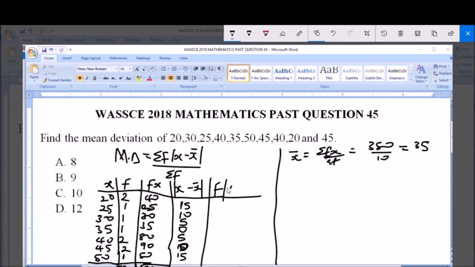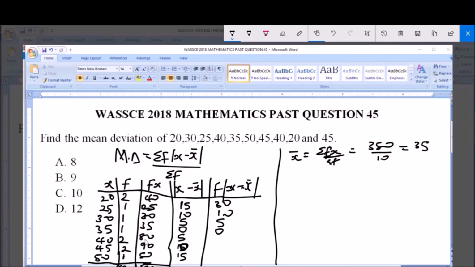F multiplied by x minus mean. Now f multiplied by x minus mean simply means the frequency multiplied by what we've gotten here. Now 2 times 15 will give us 30. 1 times 10 will give us 10. Then 1 times 5 will give us 5.